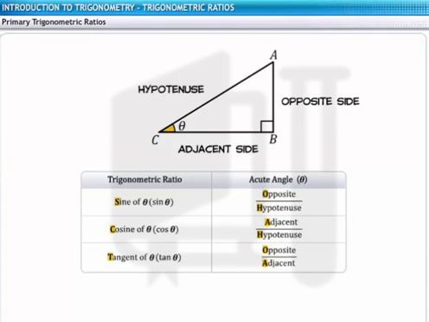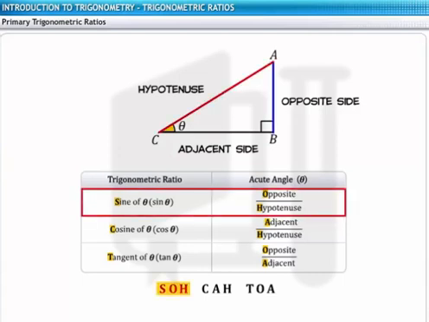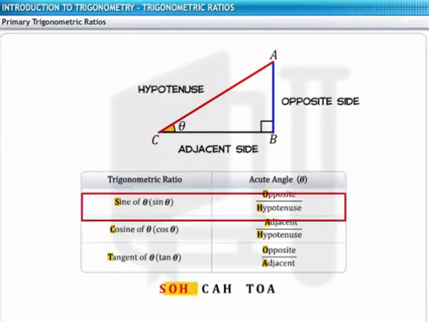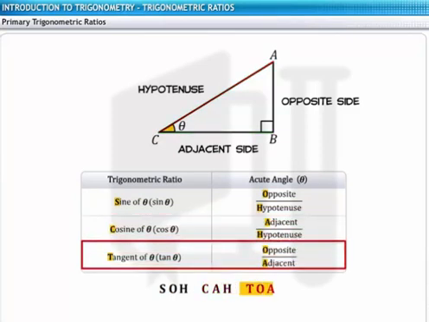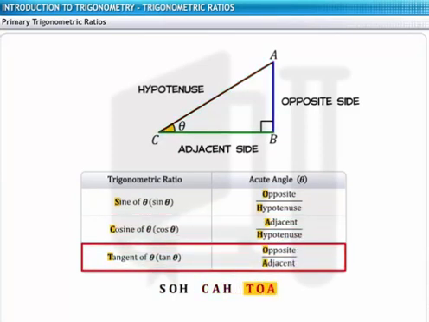Look at the bold letters. They form a mnemonic: SOH, CAH, TOA. It is pronounced so, ka, to, a. The SOH stands for sine of an angle is opposite side over hypotenuse. The CAH stands for cosine of an angle is adjacent side over hypotenuse. The TOA stands for tangent of an angle is opposite side over adjacent side. Memorize this to remember these ratios.